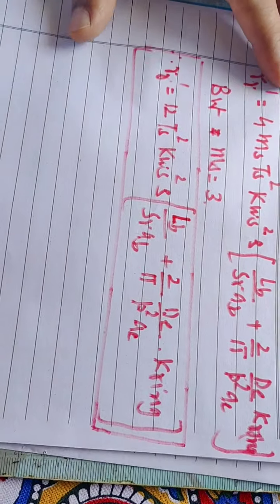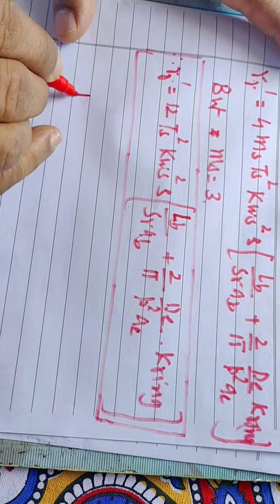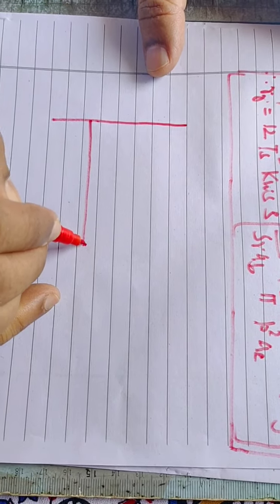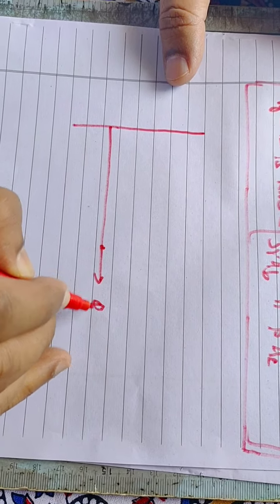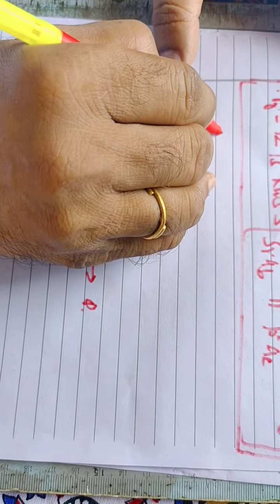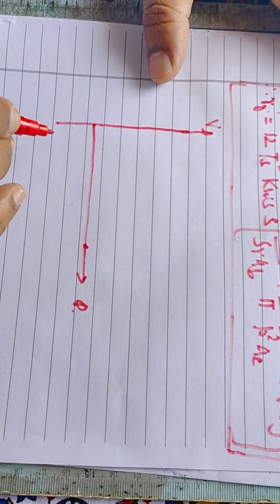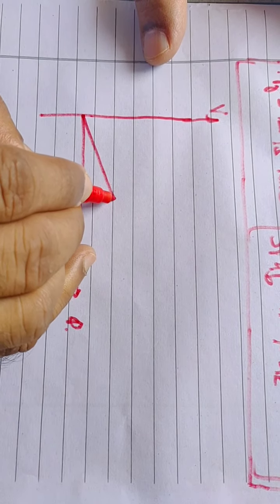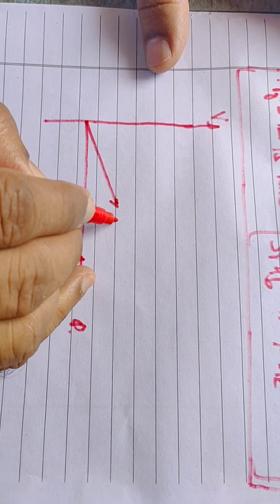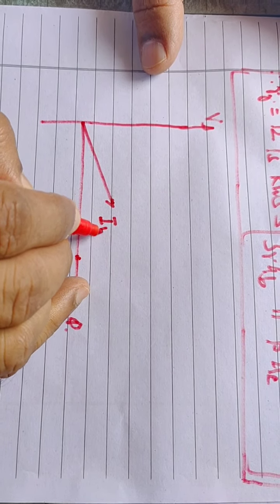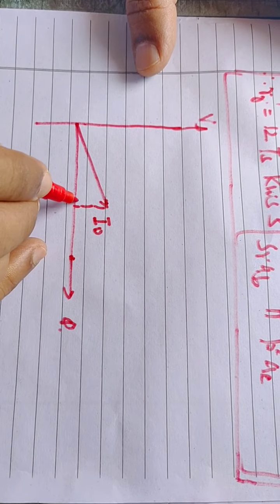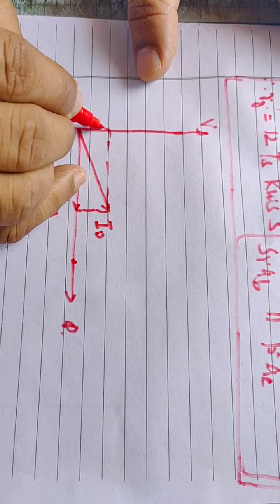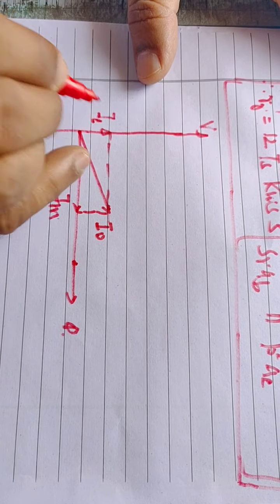Now plotting the phasor diagram. In the phasor diagram, phi is plotted first. This is the phi. This is voltage V, applied voltage V. Drops are not shown on the phasor diagram. This is the no load current I0. It has two components: its magnetizing component Im and the loss component IL.